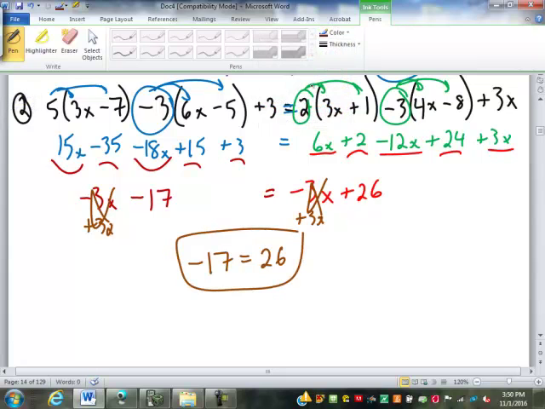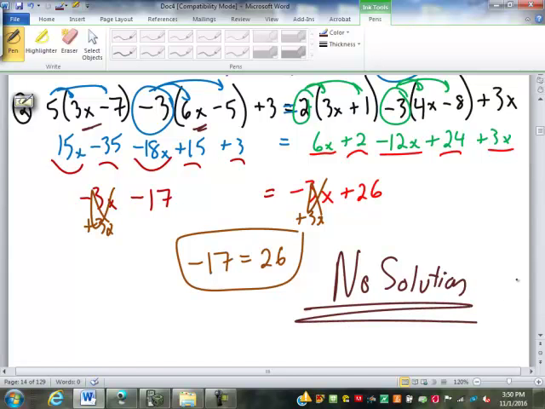Is that true? No. Is there any value I could ever put into this equation for x that would make that true? No. In no world does negative 17 equal 26. There's no way to make that true. So this equation up here has no solution. That wasn't very nice, I know.